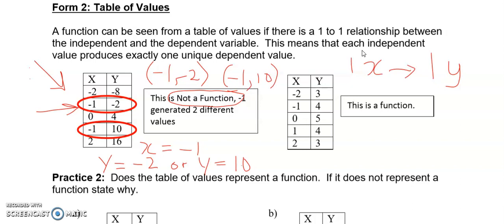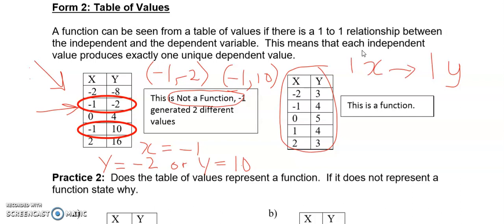That would also indicate it's not a function because one x value gives you two different y values. Now, if you look at this table, the second one over on the right-hand side, if I said to you x is equal to -2, what is y? Well, you'd have to say 3. There's only one possible y value.